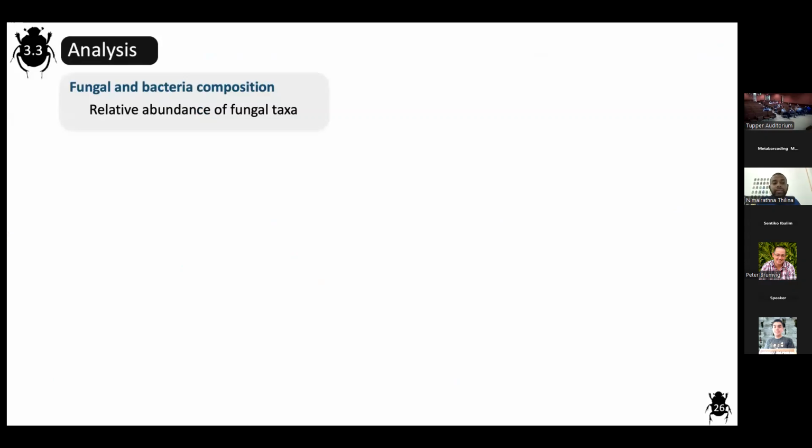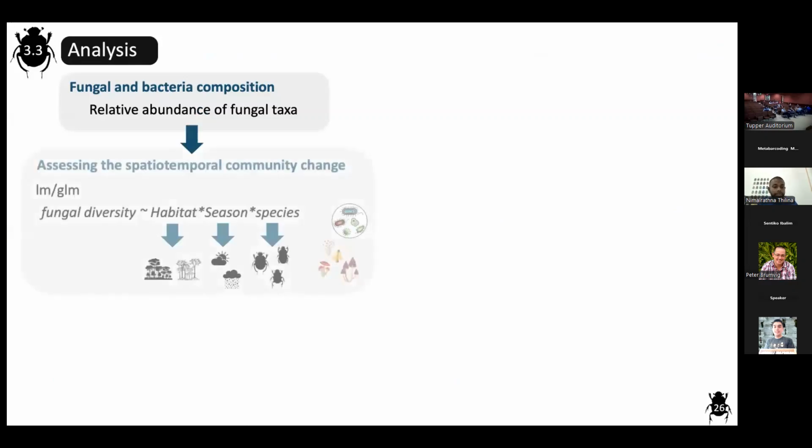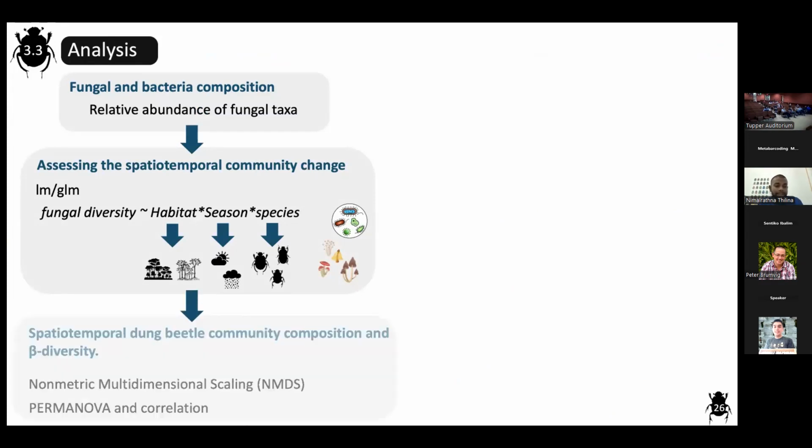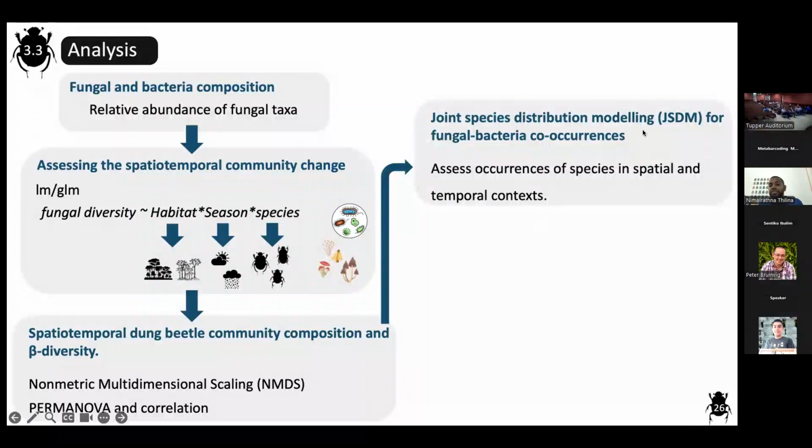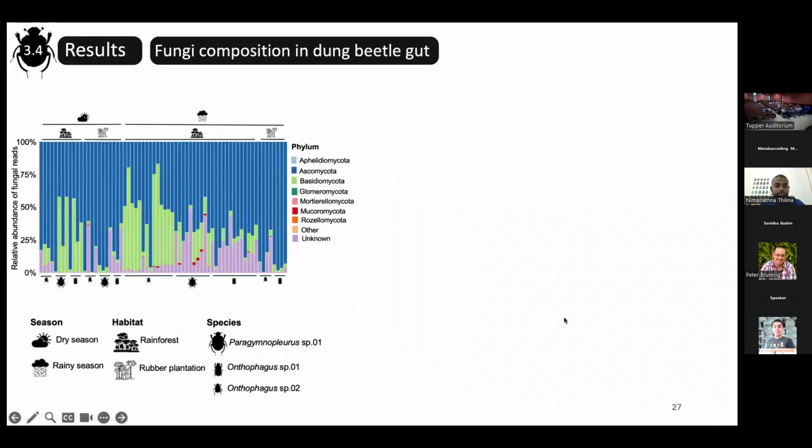Similarly, we look at the fungal and bacterial composition, and then we look at the effect of the season and the habitat and the effect of the species for both bacteria and fungi. And finally, we used species distribution modeling using the HMSC package to look at whether this species co-occurrence is driven by the species symbiosis or the environment.